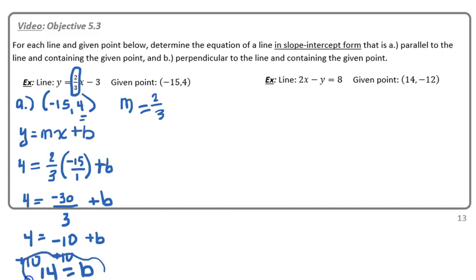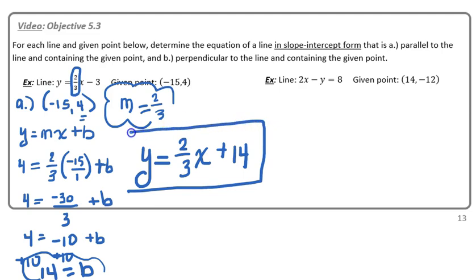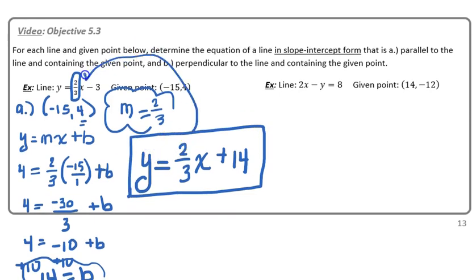So now I know what b is, and I already knew what m is. So the equation is y equals an m of 2/3 times x plus a b of 14. That's what I was asked to do. I have now found the equation of the line that is parallel to this line and contains this point. Okay, now let's see, maybe I can scroll down and do part B.